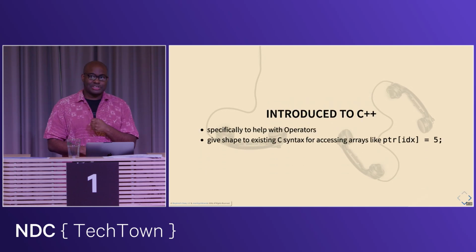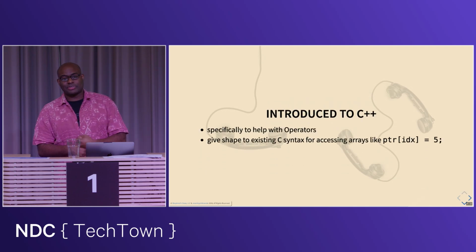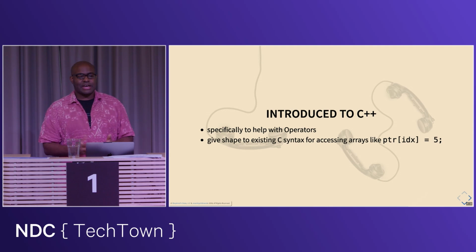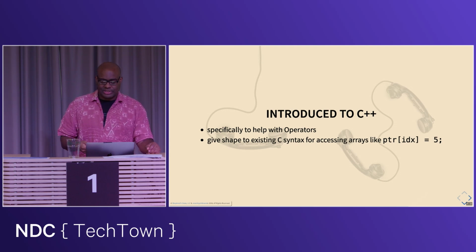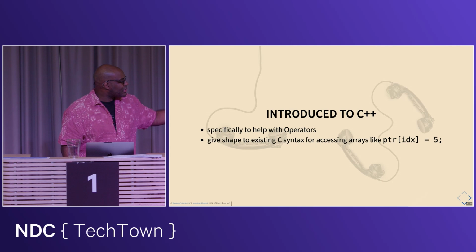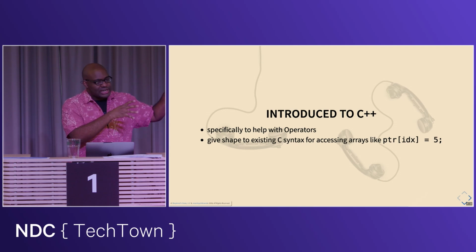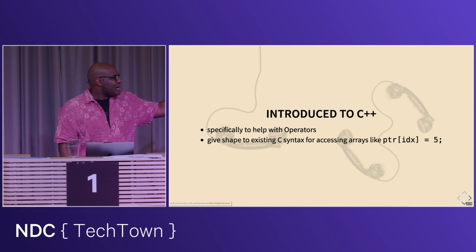References were actually introduced into C++ very specifically to help with operators, right? So when you have assignment operators and things like that, you were supposed to use these references so that you aren't constantly copying, right? They also gave shape to existing C syntax, right? So in C, you can do something like pointer, and then index it at an index, and then set it to 5, right?